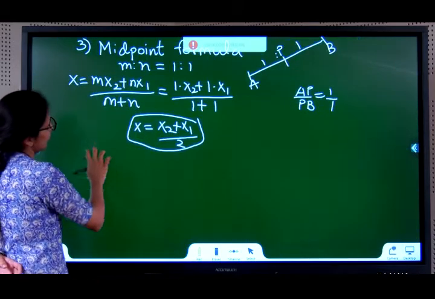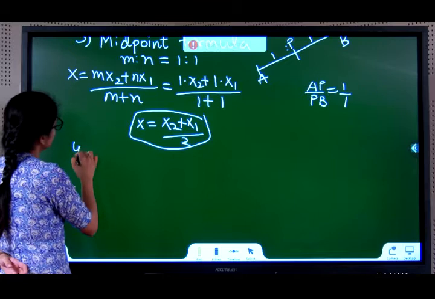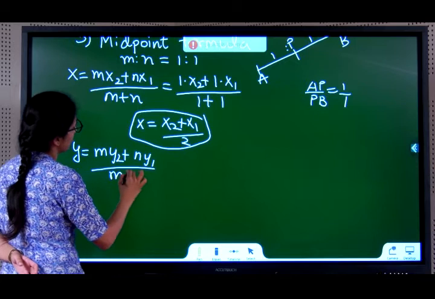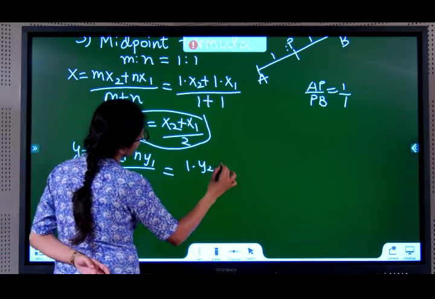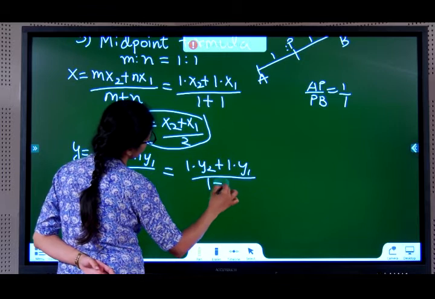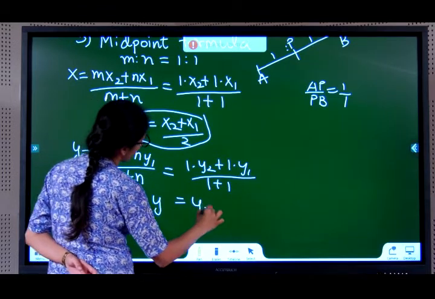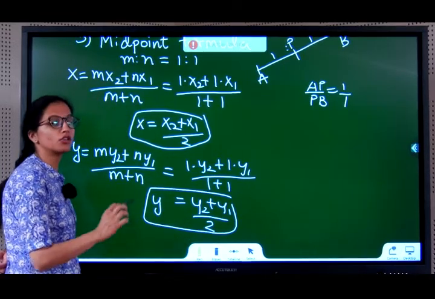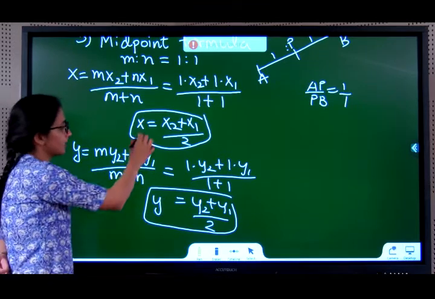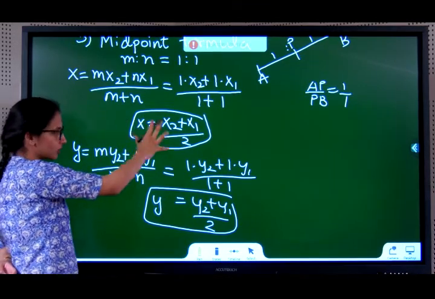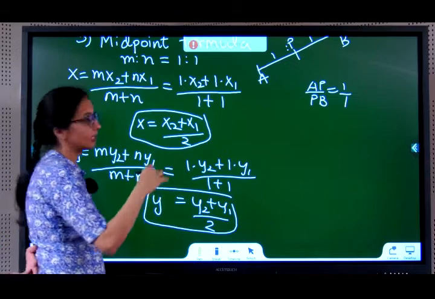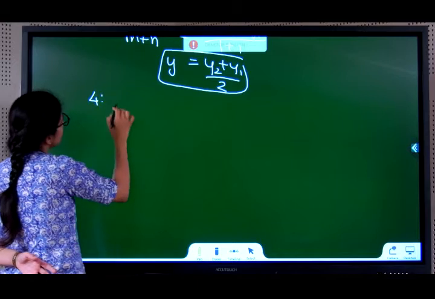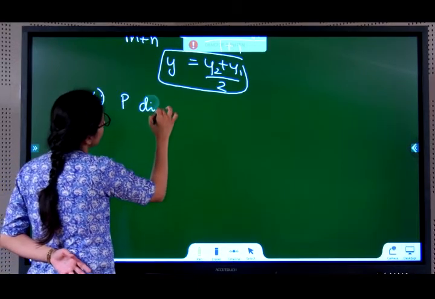And similarly, if we do it for y, my2 plus ny1 by m plus n is equal to 1 into y2 plus 1 into y1 by 1 plus 1. You'll get y is equal to y2 plus y1 divided by 2. You can use this directly if you know that the point is the midpoint. You can directly use this, no need to go for the section formula. This is also section only, it's related to section, but it's a condition that you have applied that it is a midpoint.